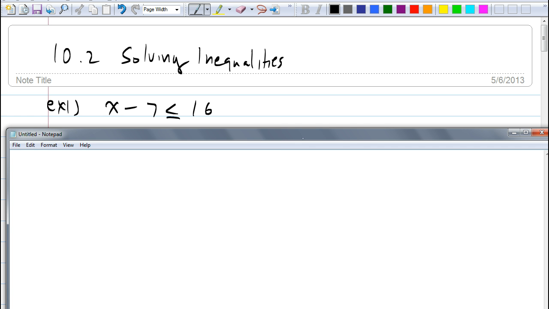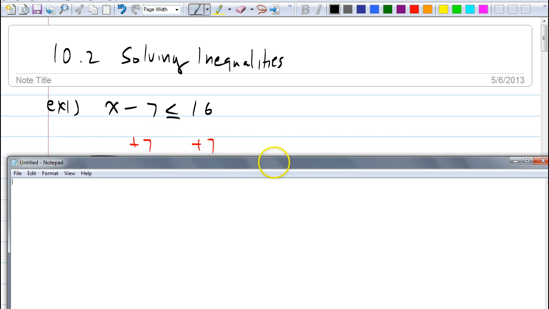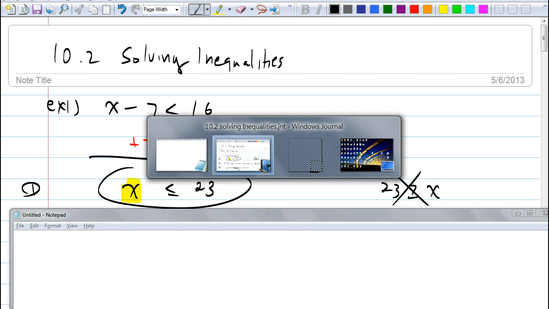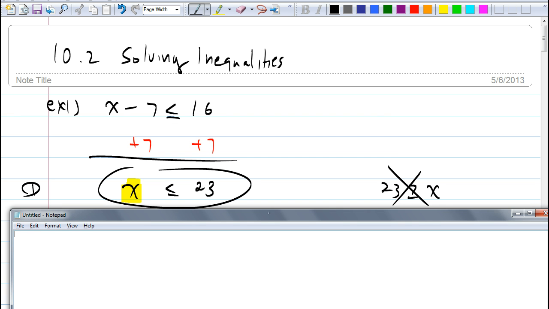Okay, so Claire, what do we get? What do we do to get x by itself? We add 7. Correct. And so how many people got x is less than or equal to 23? Okay, very good. Now, is it a good idea to write 23 greater than or equal to x?